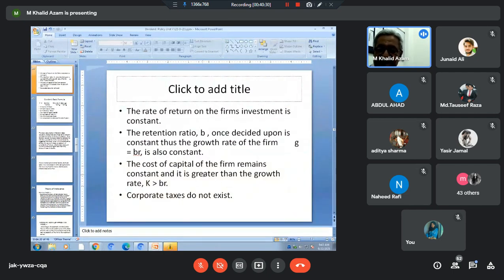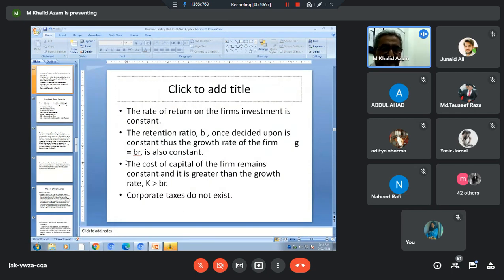But he says then the cost of capital of the firm remains constant and it is greater than the growth rate. If it is less than the growth rate, this formula is not going to work. If it is equal to the growth rate, this formula is not going to give you any substantial result. So this is the last but one assumption. This assumption is very important.